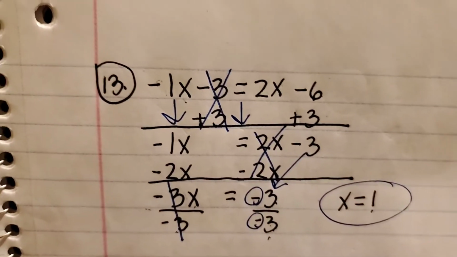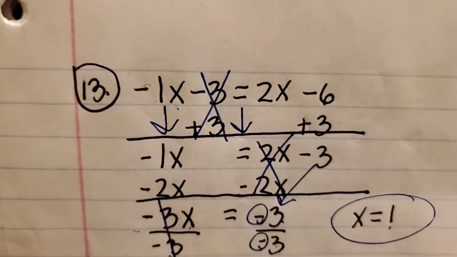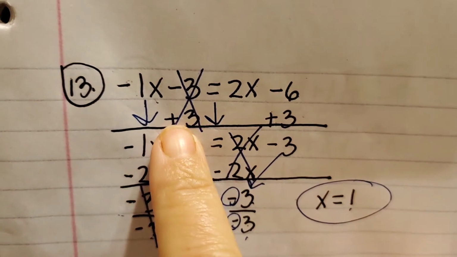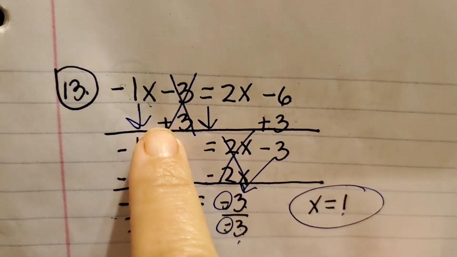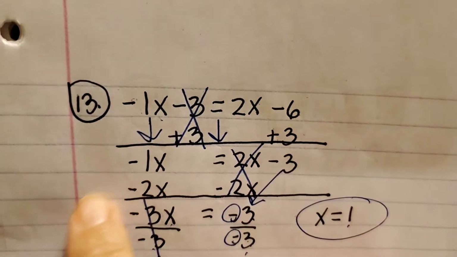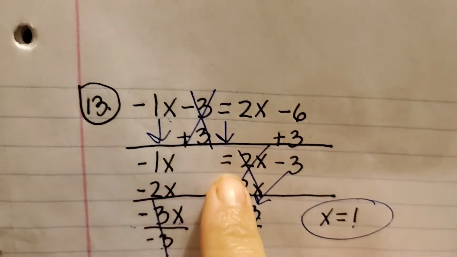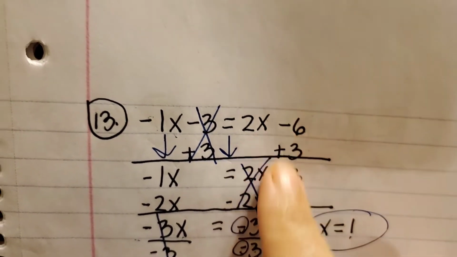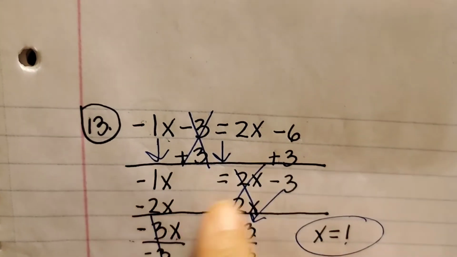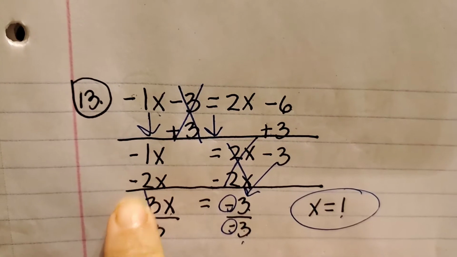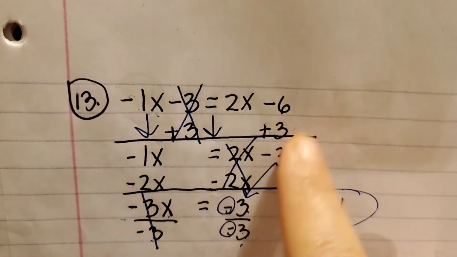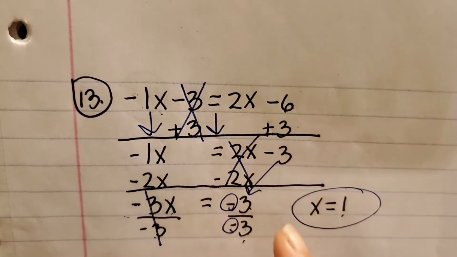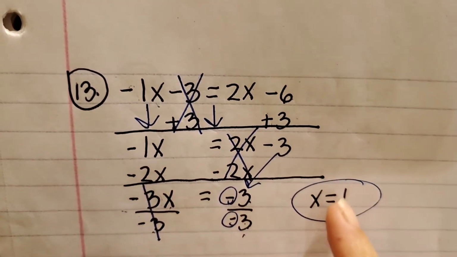On number 13, we have -1x minus 3 equals 2x minus 6. It's not that difficult compared to some of the other ones. Plus 3, bring this down. This goes away. This equals 2x minus 3 because we subtracted there. And then I want to move that x over. And when I do, I get -3x equals this -3. Divide. Same signs. You're going to get a +1.